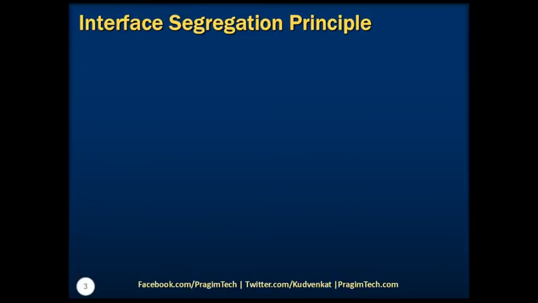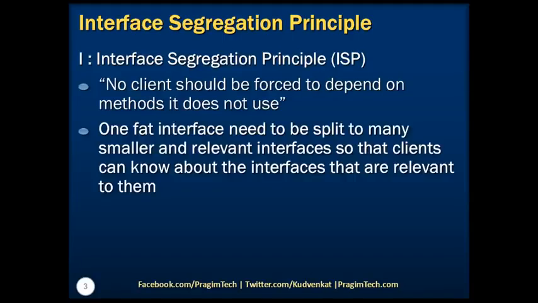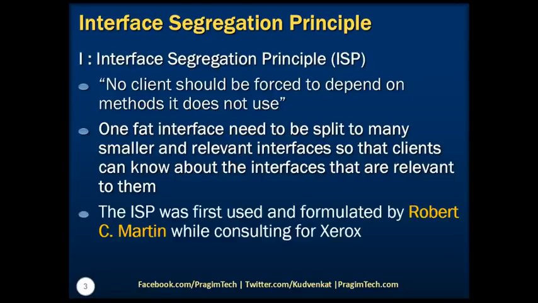In the first session of the SOLID introduction, we understood that the I in SOLID is the acronym for interface segregation principle. The interface segregation principle states that no client should be forced to depend on methods it doesn't use, which means instead of one big fat interface, many small interfaces are preferred, based on groups of methods with each one serving one submodule. The interface segregation principle was first used and formulated by Robert C. Martin while consulting for Xerox.